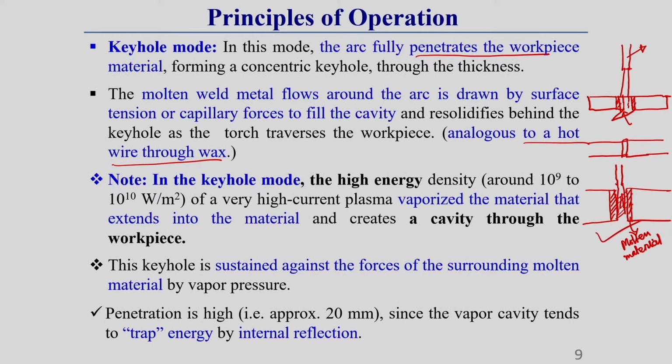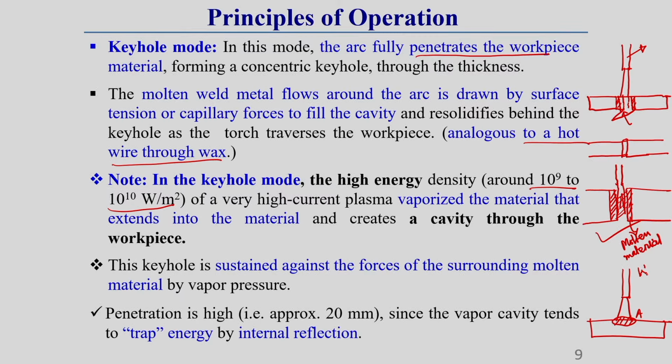This keyhole mode generally uses a very high power density arc. High power density arc means this: whatever arc is forming here, this arc has an intensity over the arc area, which is around 10 to the power 9 to 10 to the power 10 watt per meter square. How is it coming?